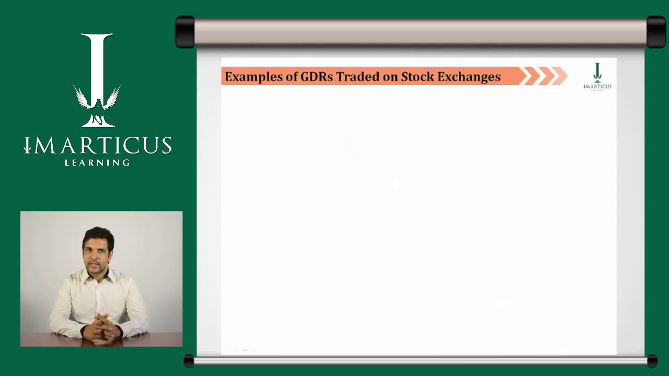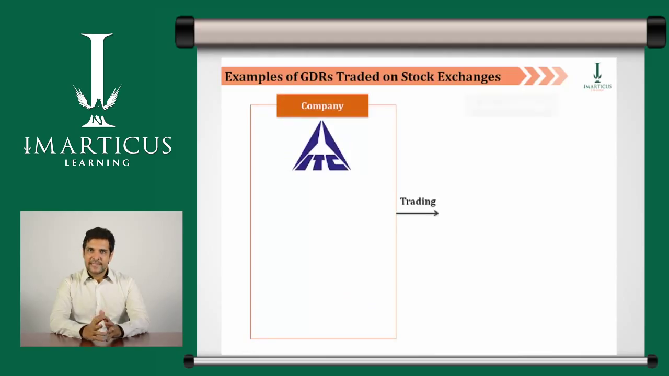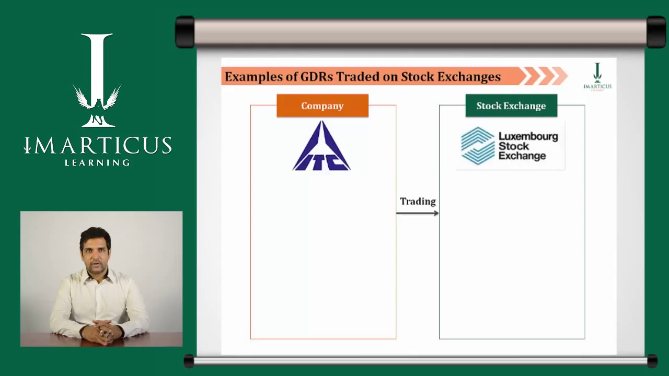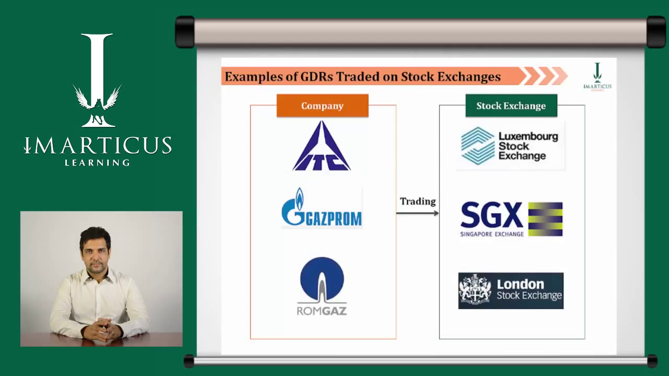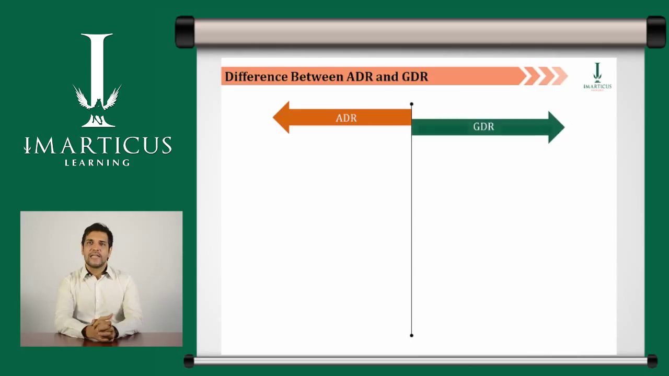Examples of GDR are ITC, which is traded on Luxembourg Stock Exchange, Gazprom, which is traded on the Singapore Stock Exchange, and Romgaz, which is traded on the London Stock Exchange. Let us now quickly compare ADRs and GDRs before we move on to the next topic.